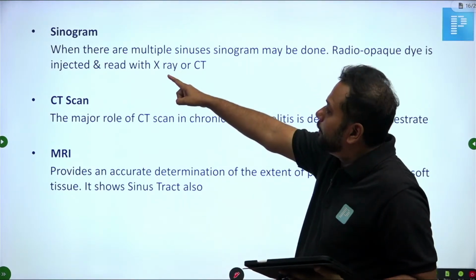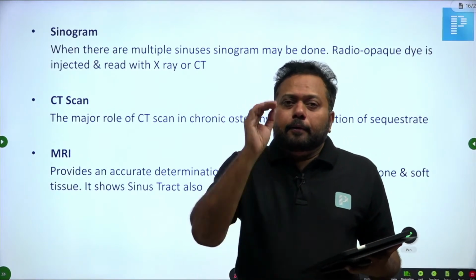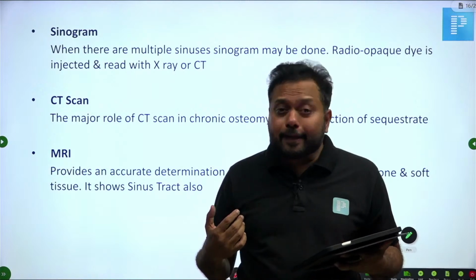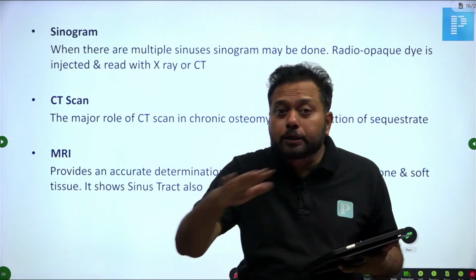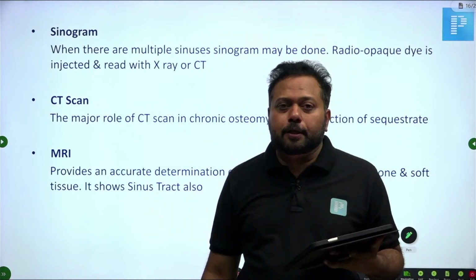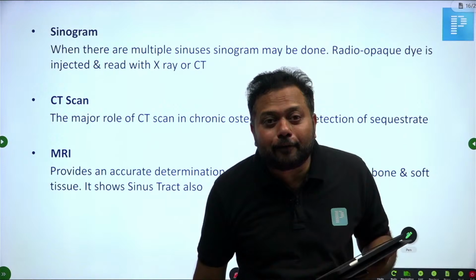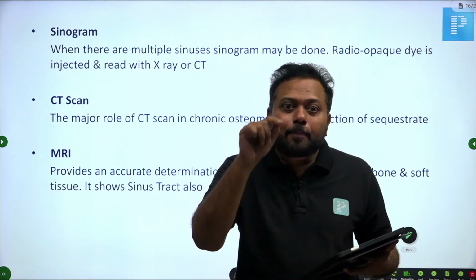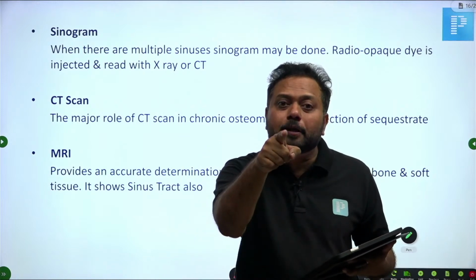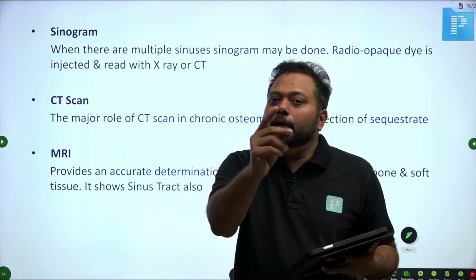When there are multiple sinuses, why is a sinogram a must, dear friends? The treatment of choice for chronic osteomyelitis is sequestrectomy, removing the dead bone, and saucerization. Apart from that, you have to completely excise the sinus tract. Why? Because the sinus tract is lined by squamous epithelium. When you leave it like that, later on some patients may develop squamous cell carcinoma, a very important complication of chronic osteomyelitis. So sinogram is a must.